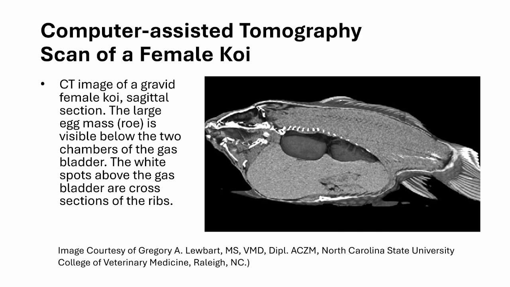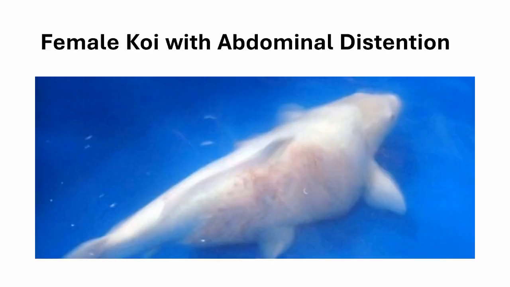Now, this image was taken by Greg Lubart from the North Carolina State University, and it's a wonderful CAT scan of a female koi full of eggs. So here's a specific case of a very large white koi that has this red, and the red is not red pigment. This red is swelling, it's bleeding. It's caused from tissue damage because of the swollen abdomen.